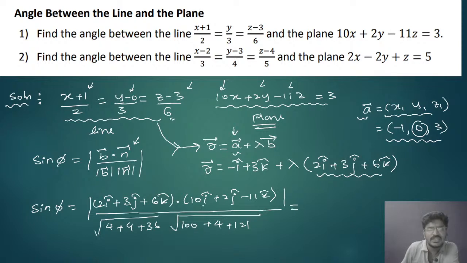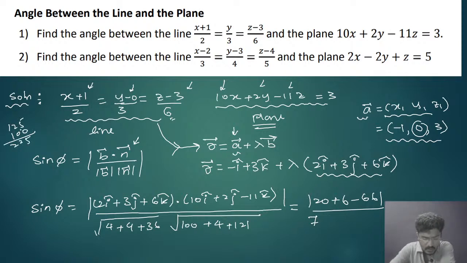Now 2i cap dot 10i cap is 20. 3j cap dot 2j cap is 6. 6k cap dot minus 11k cap is minus 66. The numerator is 20 plus 6 minus 66, and the first root is 4 plus 9 plus 36, which is 49, that is 7. The second is 100 plus 4 plus 121, that is 225. What is the square root of 225? Quickly tell me what is root 225?